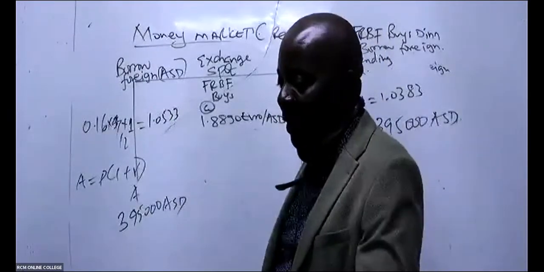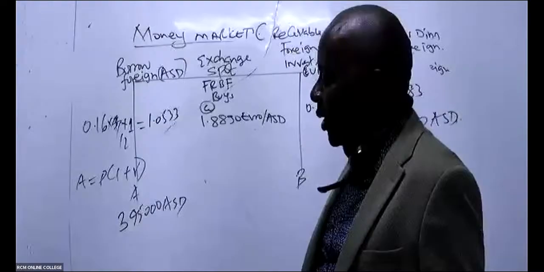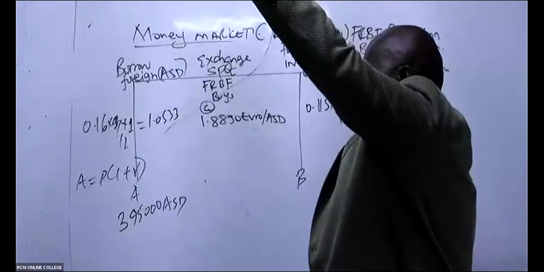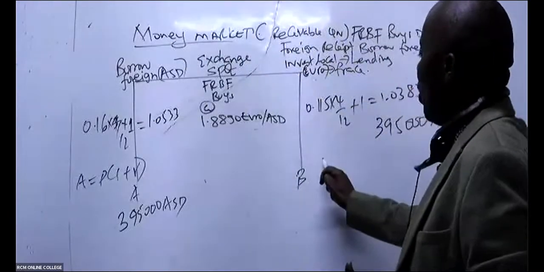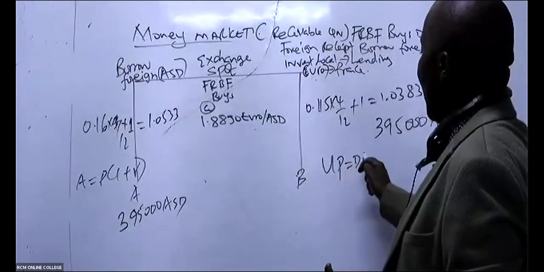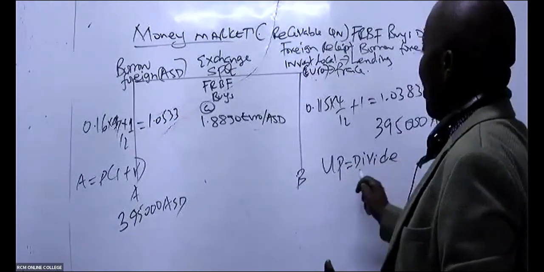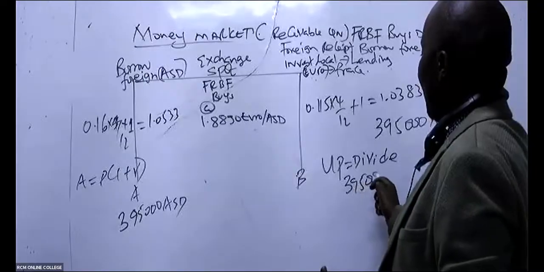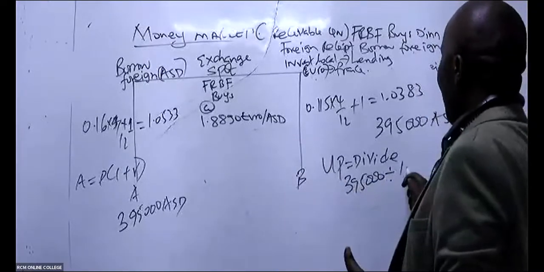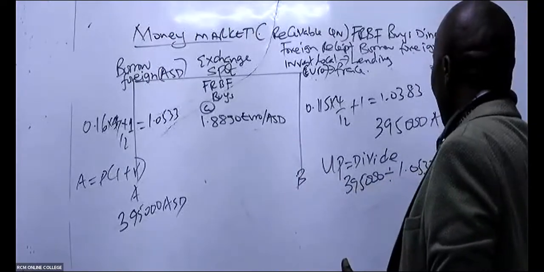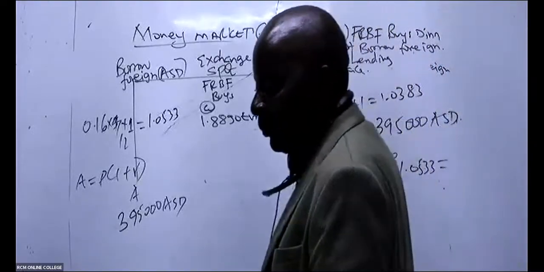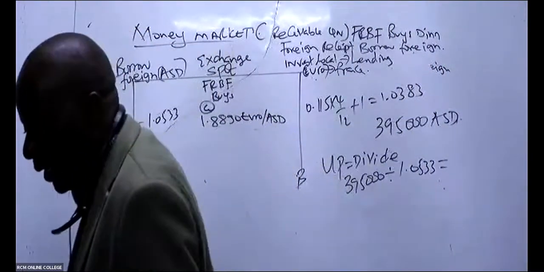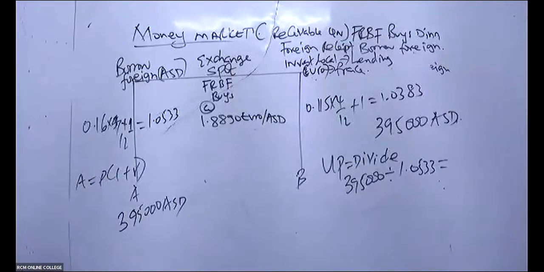Great. Sasa tuanze ile mchakato. Up, we always divide. Unaenda juu unasema up, divide. So you take 395,000, you divide this by 1.0533. Please give me this answer. Up we are dividing.